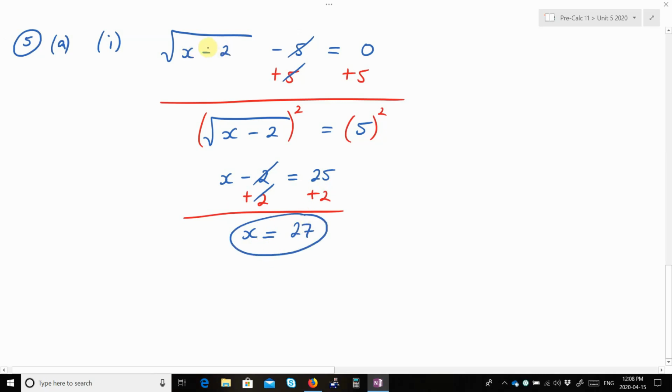27 minus 2 is 25. Square root of 25 is 5. 5 minus 5 is 0. That's a good answer.